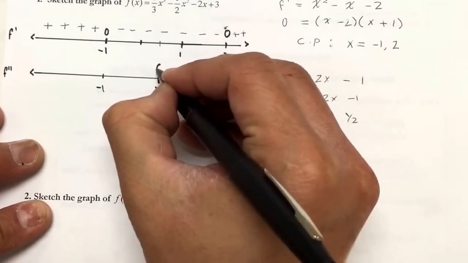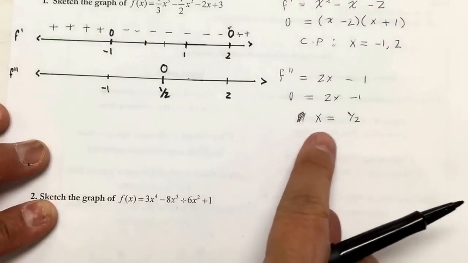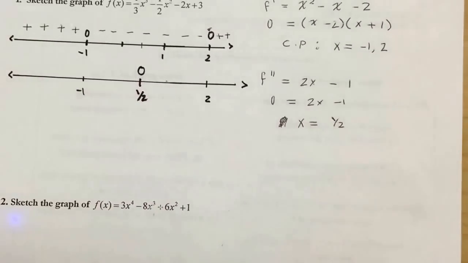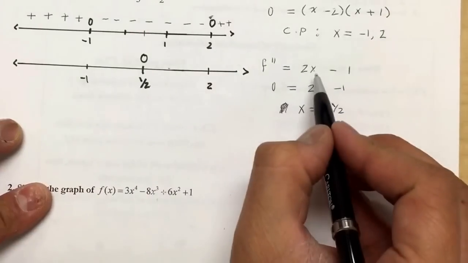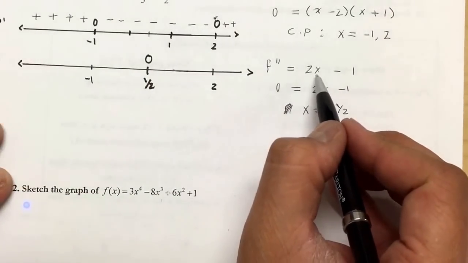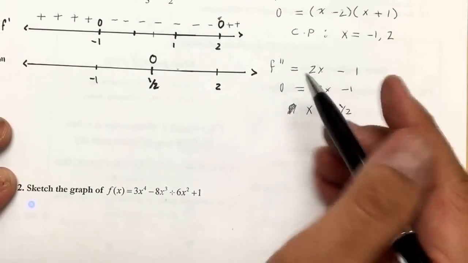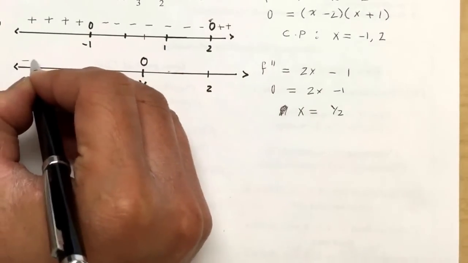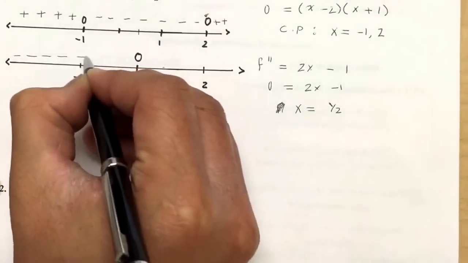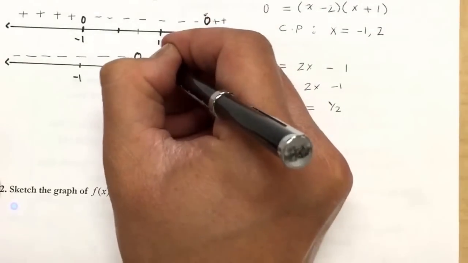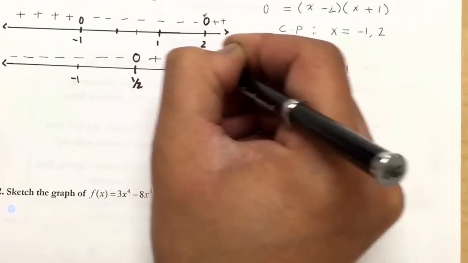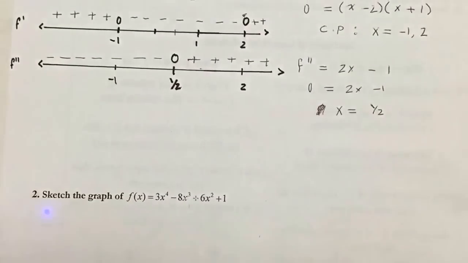But remember that the second derivative is 0 at 1/2, and if I pick a test point to the left of 1/2 and plug it into the second derivative function, I expect to get a negative number. So it's negative here. And then if I pick a number to the right of 1/2 and plug it in, I'm going to get a positive number. And there's positive.